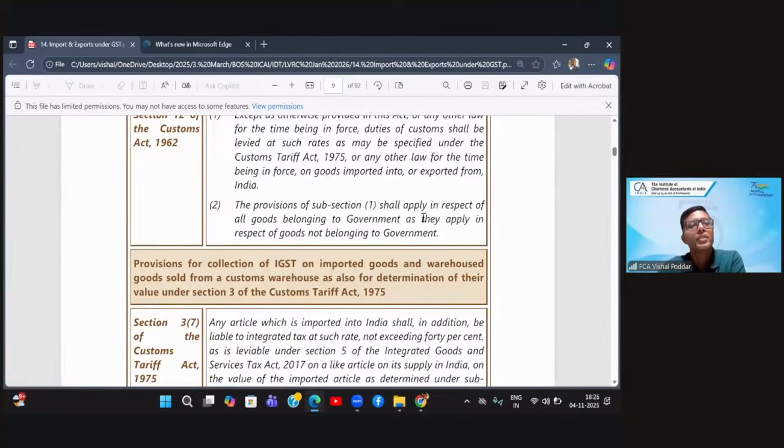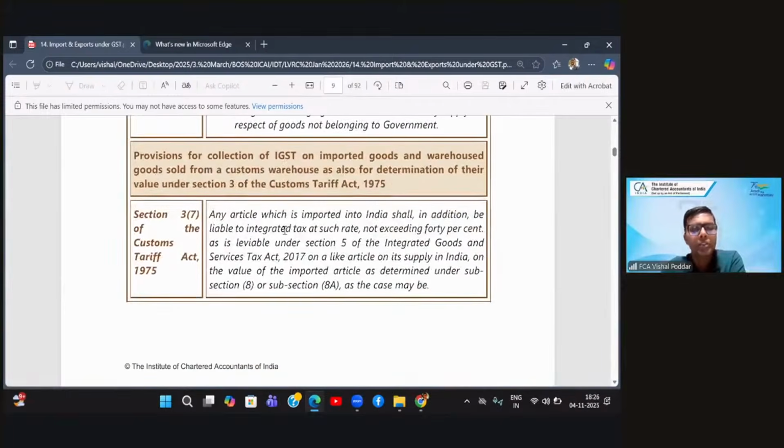In one of my previous discussions, I had mentioned that in a comparison between income tax and GST law, or for that matter direct tax and indirect tax laws, indirect tax laws even cover government. It keeps government at par with any other person. So whenever a government engages in any taxable event of indirect tax, it is equally liable to indirect tax as if it is any other non-government or private organization. So that is very well clear from this sub-section 2.